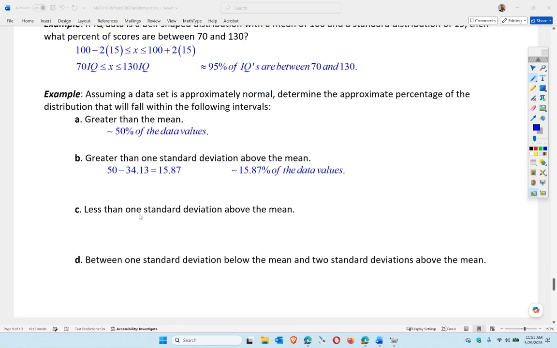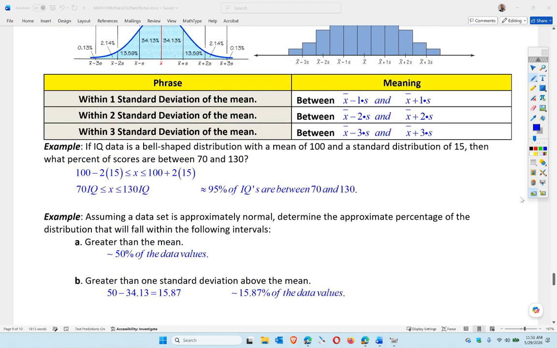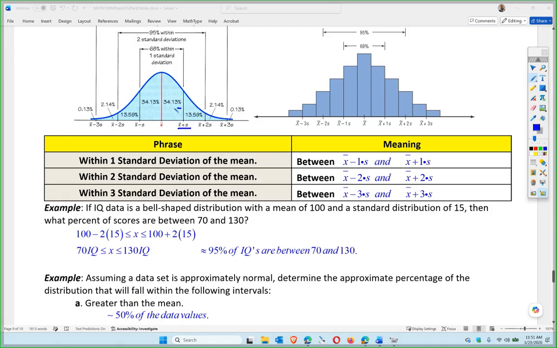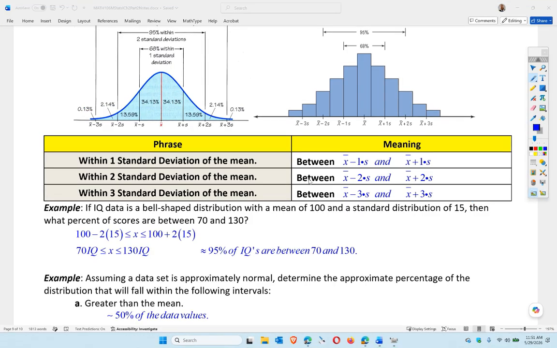So less than 1 standard deviation above the mean. Okay, so less than 1 standard deviation above the mean. So if you think about what that means, okay, that's 1 deviation above the mean right there. We want less, so it's everything this way, correct? Okay. Did I get that right? Yeah.